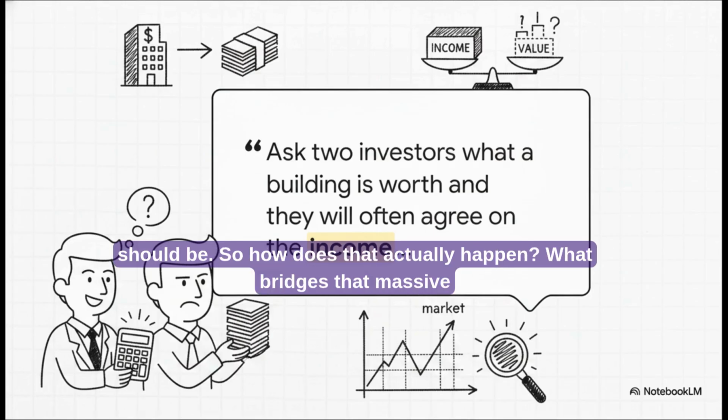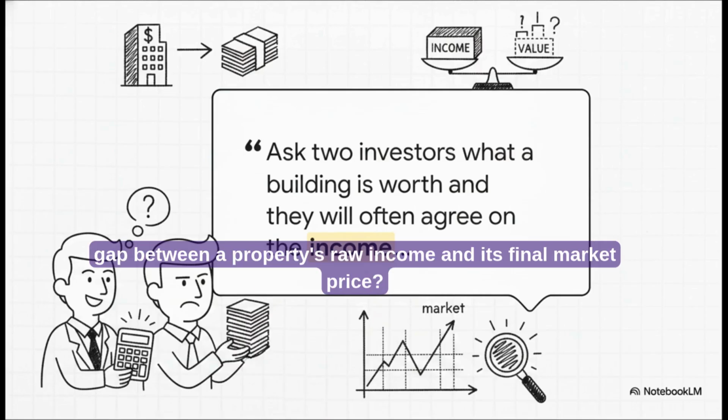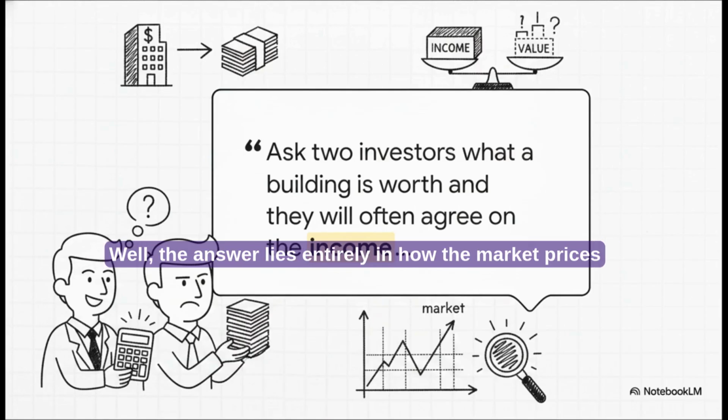So, how does that actually happen? What bridges that massive gap between a property's raw income and its final market price? Well, the answer lies entirely in how the market prices a single pound of property income at any given moment.